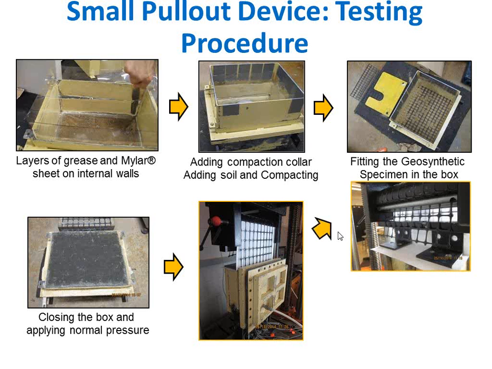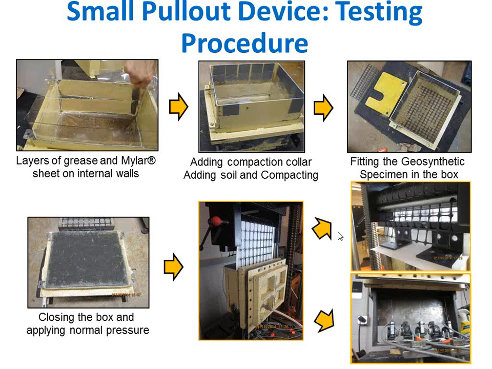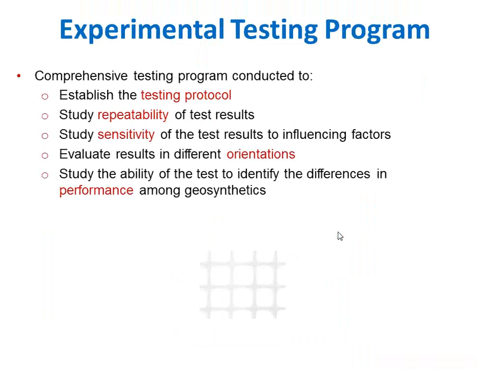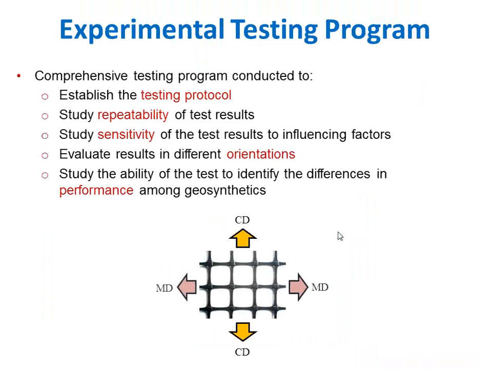Then this is a view of the upper portion of the box. This is a view of the lower portion of the box with the LVDTs to monitor the telltales at the different points. All right, so let me show you some results. Geosynthetics are anisotropic materials, so testing in the machine direction is not necessarily going to give the same properties in the cross machine direction. We're testing them both.